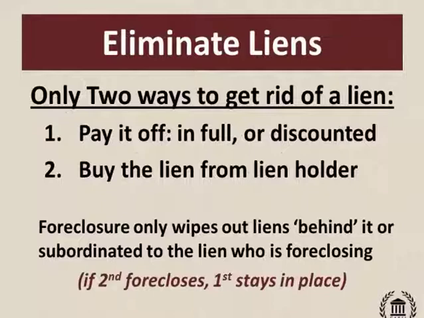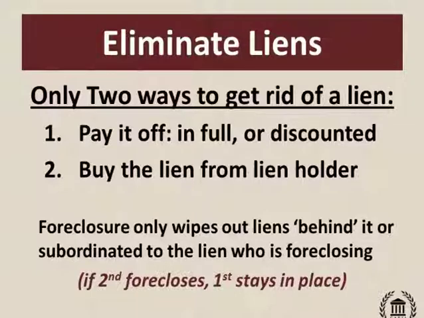One, you pay it off in full or at a discount negotiated, or you buy it. You buy the lien from the owner of the lien. So you go to the judgment holder, say, you've got a $3,000 judgment. I'd like to buy that judgment for $500.